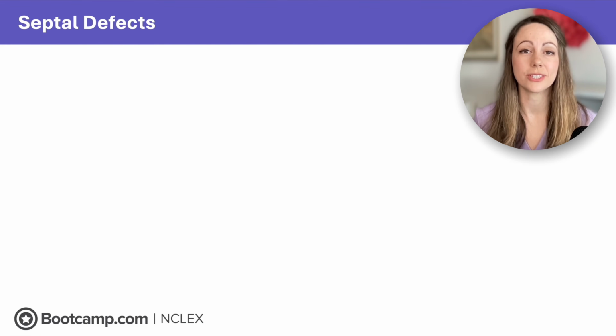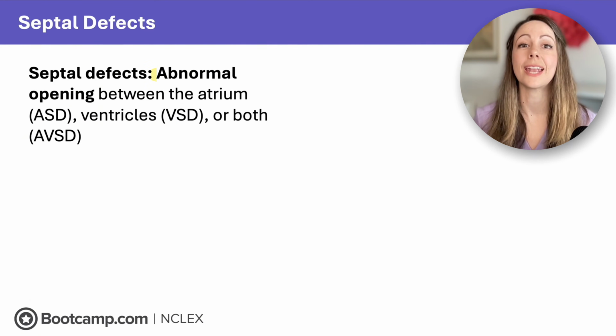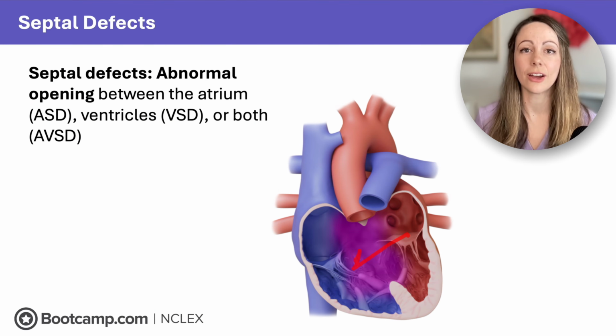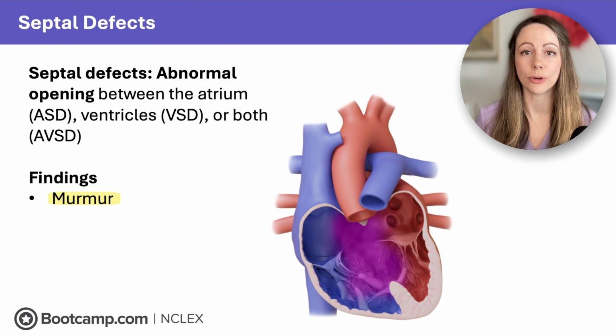Next, we have septal defects. Septal defects create an abnormal opening between the atrium, ASD, ventricles, VSD, or both, atrial ventricular septal defect. This is, again, where blood is shunting from that left side of the heart to the right side of the heart, where there's increased blood flow to those lungs. Then for findings, we see a heart murmur because of that abnormal opening.